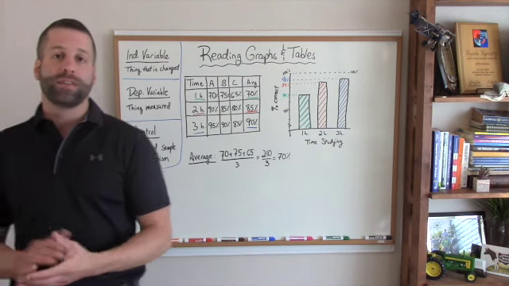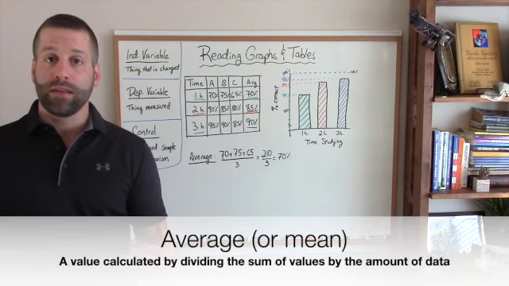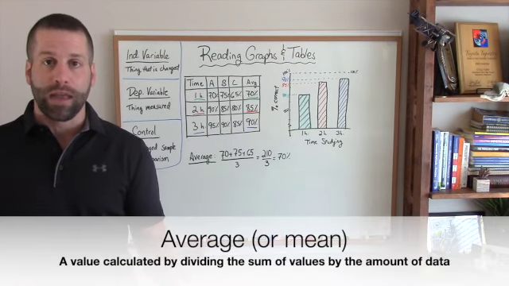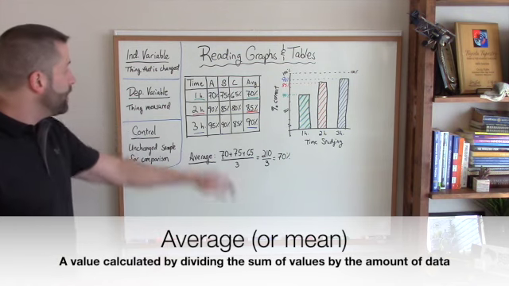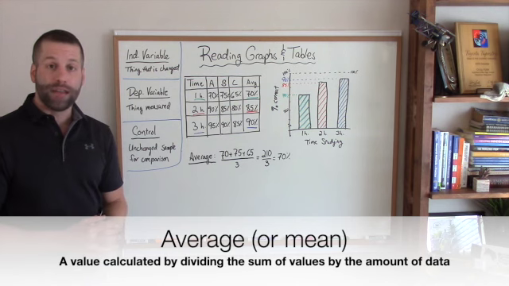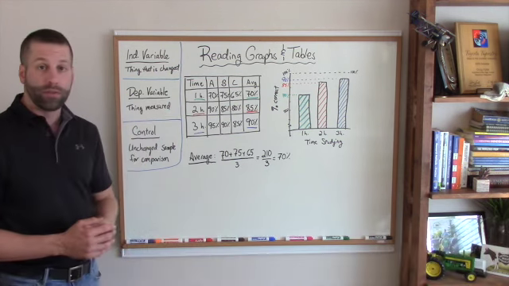The next step is to calculate the average of our values. The average, or the mean, is simply all of the values added up and divided by the amount of values that we have. In this case, we have 3 points of data for each situation, the 1 hour, the 2 hours, and the 3 hours.